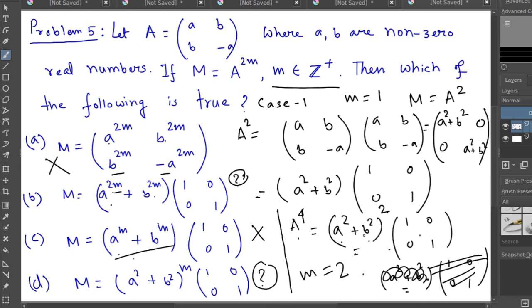Now put m equals 2 in this option. It gives rise to a to the power 4 plus b to the power 4, but we are not getting that here. See, here it is a square plus b square whole square. So this is not actually equal to a to the power 4 plus b to the power 4, because there are two a square b square terms and other terms as well. So this option is not true. You can see, if m equals 2, we get a square plus b square whole square. So exactly this is true. So option D is correct.